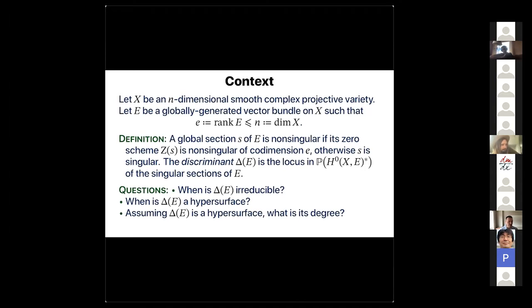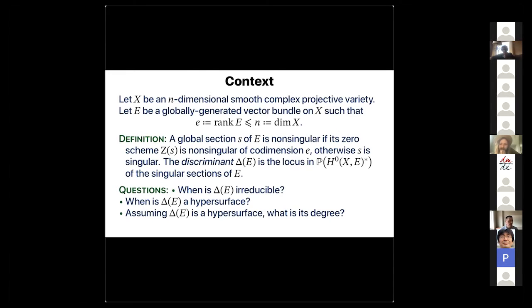Really the object of interest is going to be capital E, a globally generated vector bundle on our variety X. So of course, using the tricks that algebraic geometers always do, I'm thinking of this as a locally free coherent sheaf. And I'm going to assume throughout that it's of low rank, by which I mean its rank is less than or equal to the dimension of the underlying variety. Okay, so that's just a minor assumption. We'll see how it's convenient.